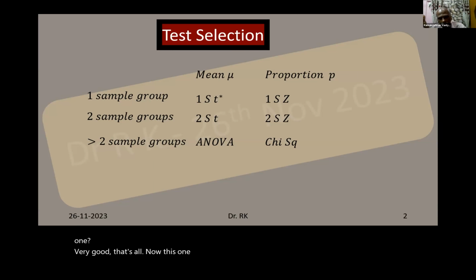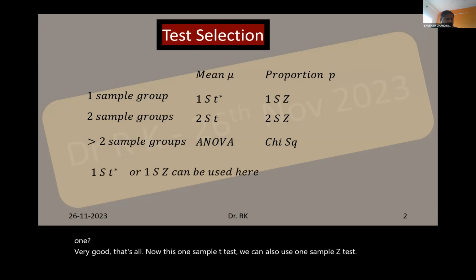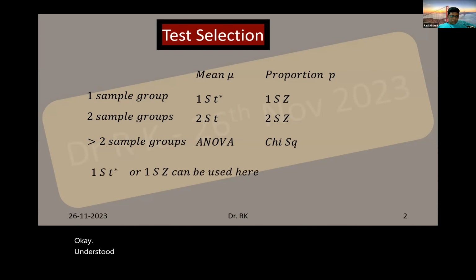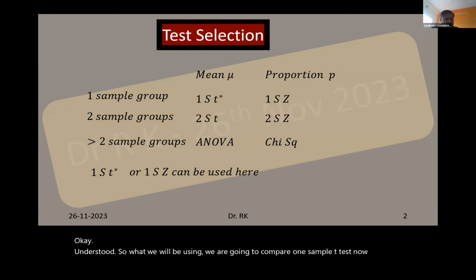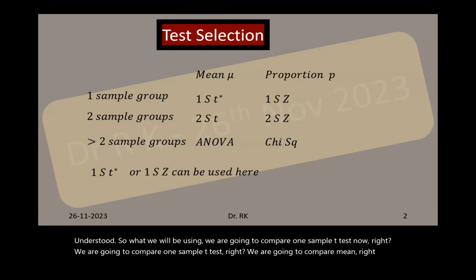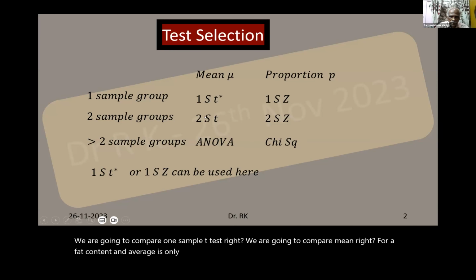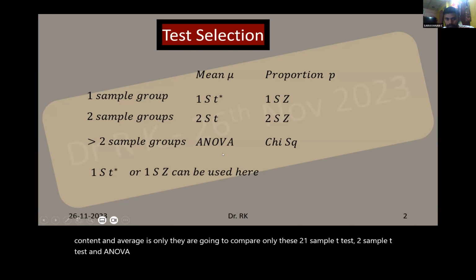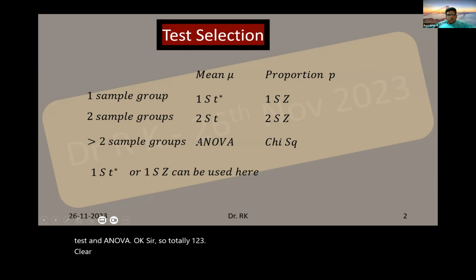For one sample t-test, we can also use one sample Z test. Okay? Understood? So what we are going to compare now is mean. We are going to compare only these: one sample t-test, 2 sample t-test and ANOVA. So totally 1, 2, 3. Clear? And then 4 also I will teach you. Okay? Understood?